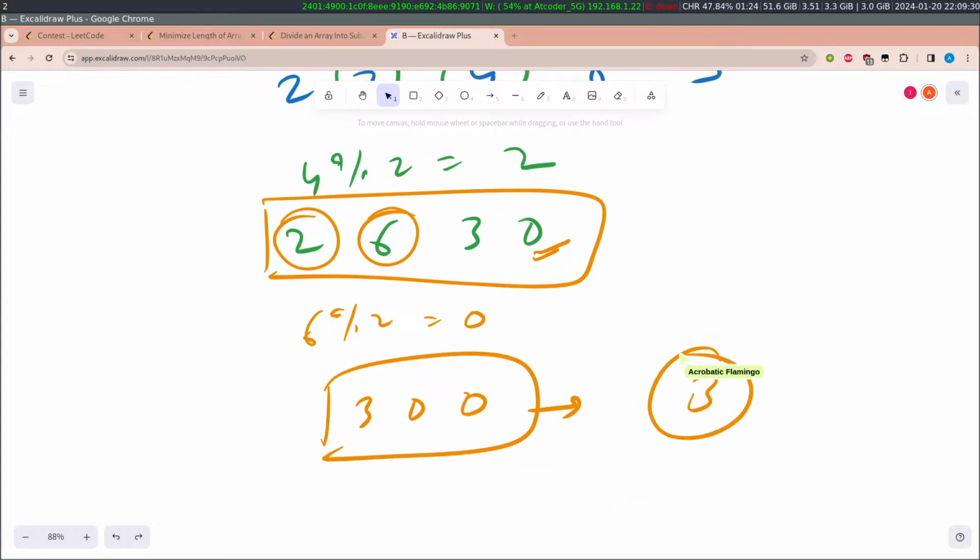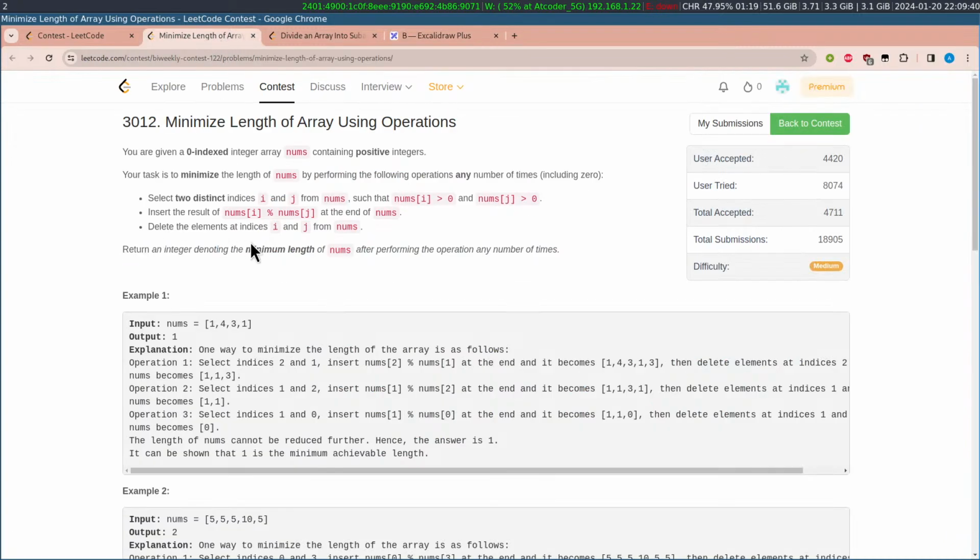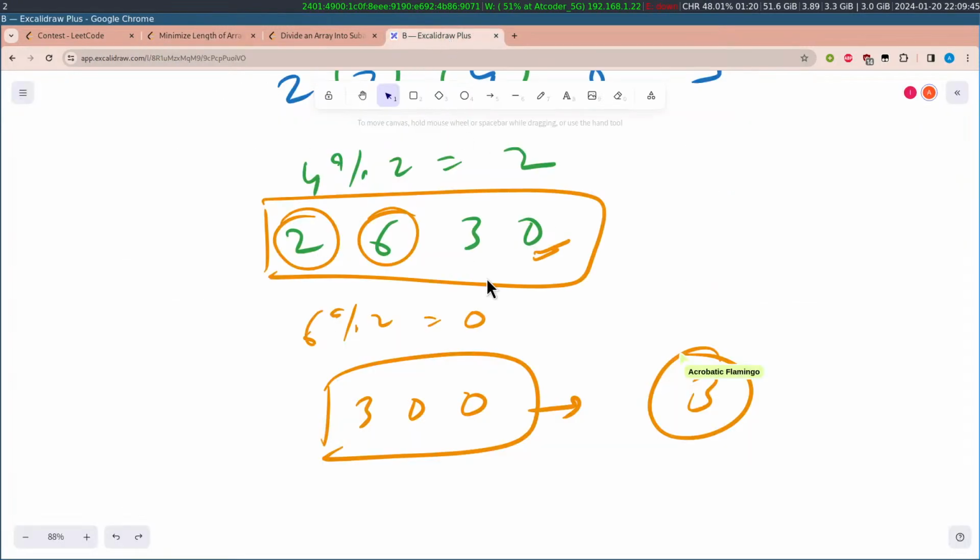So now I am claiming there is one way to get the final array of length 3. I am not claiming that this is the minimum possible answer. Here it says find the minimum possible value. So this is how the problem is working.